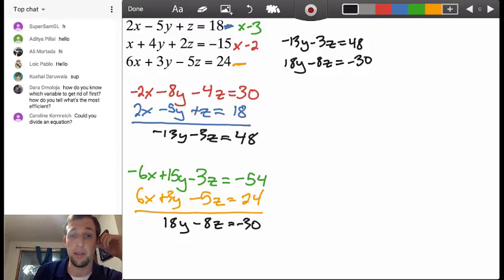Now, you guys would normally not have to copy. You could probably just write right down there your next equation and keep working down the paper. I don't have room down the paper. I'm working on an iPad.